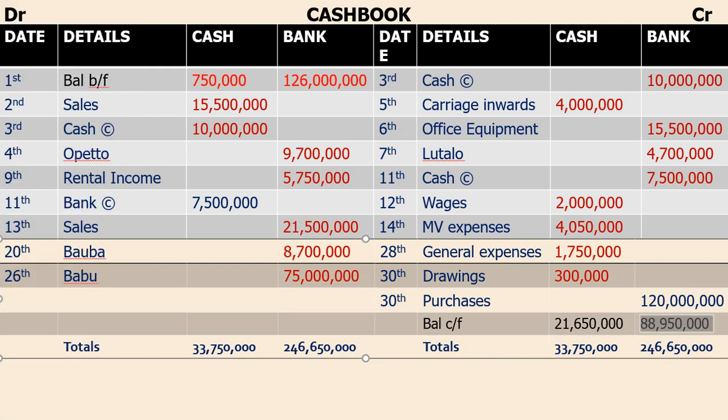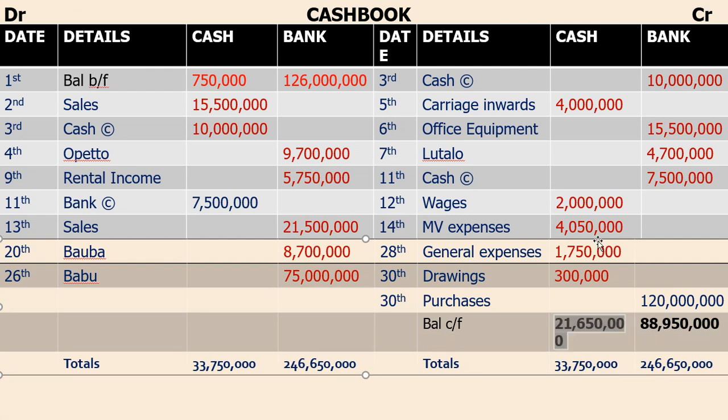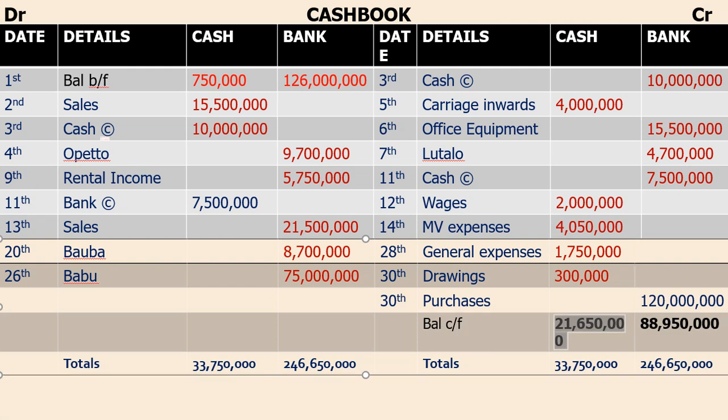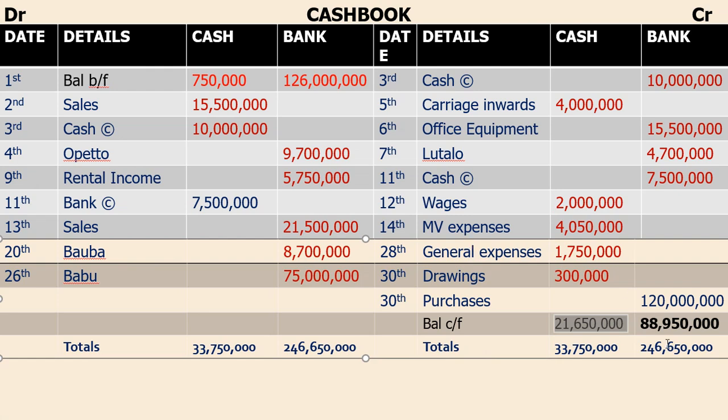These figures are very important because they are the closing figures, and therefore they must be brought at the start of the next month. So these figures are brought to this side. The debit side has balance brought forward. So that is how we balance a cash book. And of course, that is where we can stop.